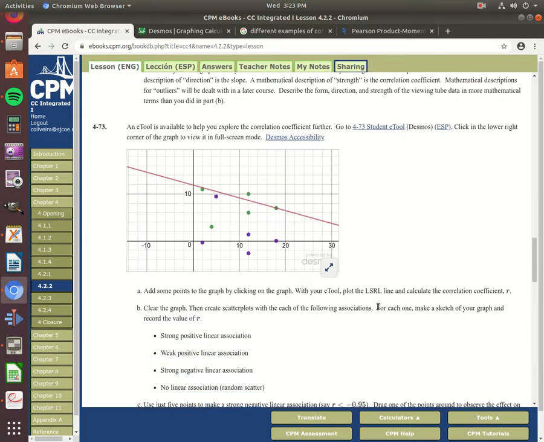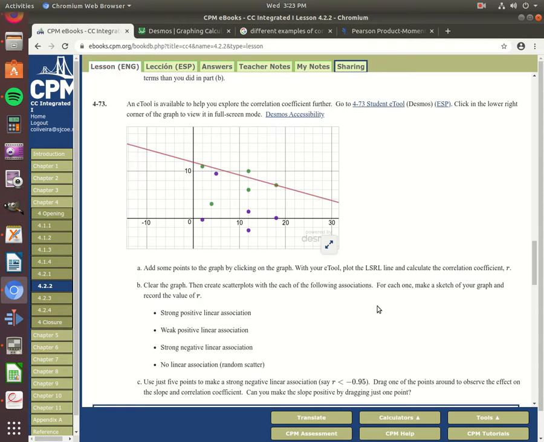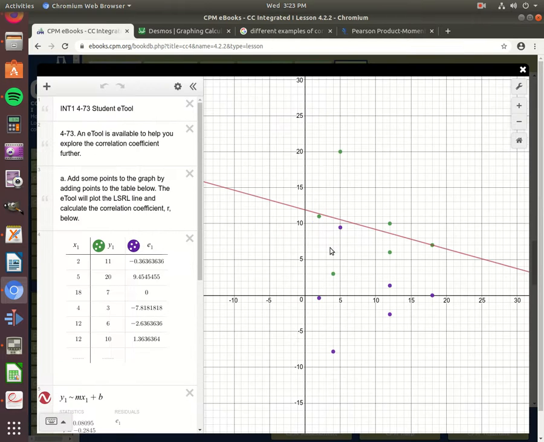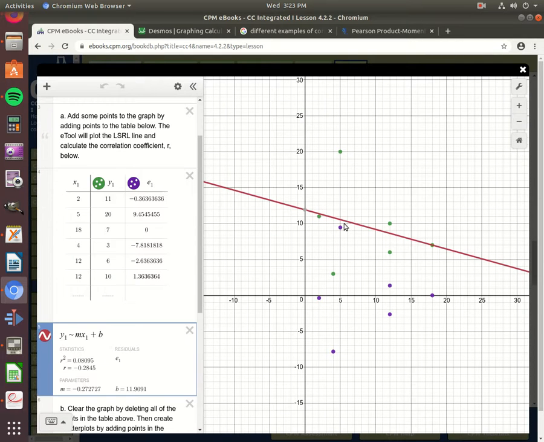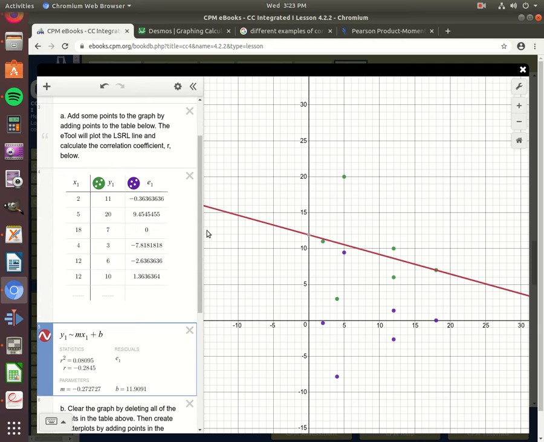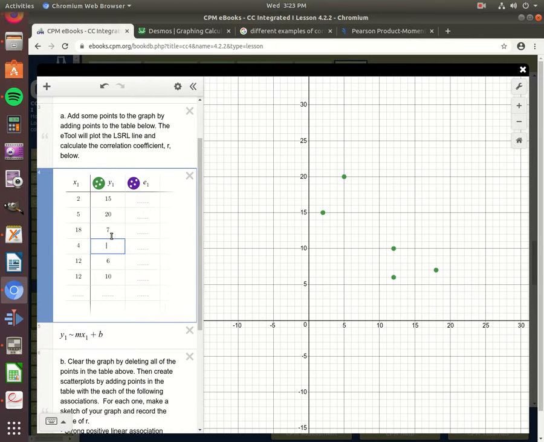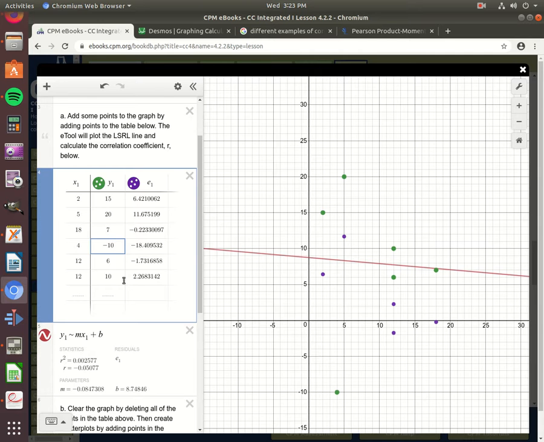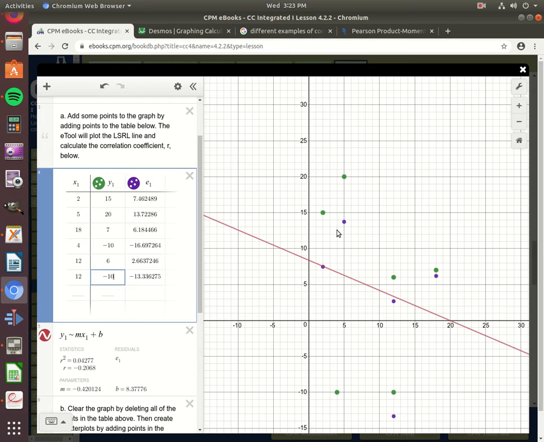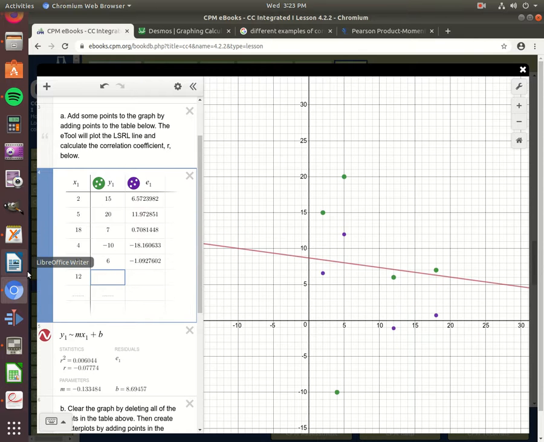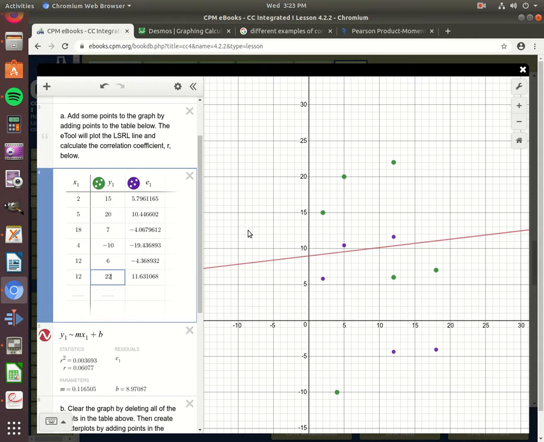All right, so an E-tool is available to help you explore the correlation coefficient further. So we can open this E-tool and kind of mess with it. I don't know, does this allow us to sort of change some of the data? So you can see just sort of changing some of these numbers around, it's going to have an impact. What if I put like -10 and sort of flattens it out? If I put a few -10s in there, I think it's going to drop everything down and sort of change my slope here. So anyway, you can see that there's some changes there. So it's kind of up to you if you want to play with that thing.